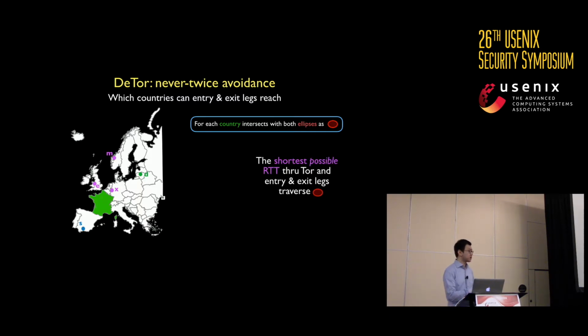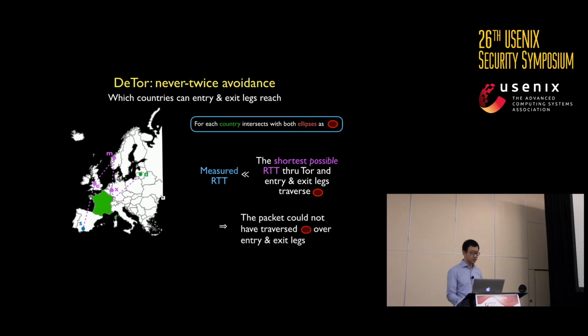So we need to verify the alibi condition, which is, in this case, for each country that intersects with both ellipses, we need to find the shortest possible round trip time through the Tor circuit, where over the entry leg the packet has traversed that country, and the packet has traversed that country again over the exit leg, and compare this shortest possible round trip time against the measured end-to-end round trip time. If the measured round trip time is actually smaller, then again we obtain the proof of avoidance for never-twice.